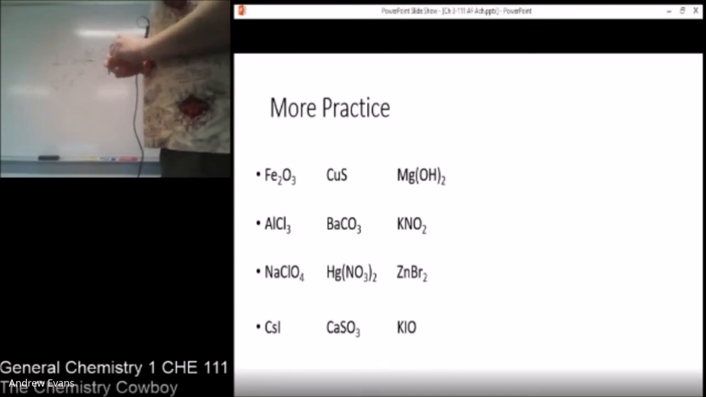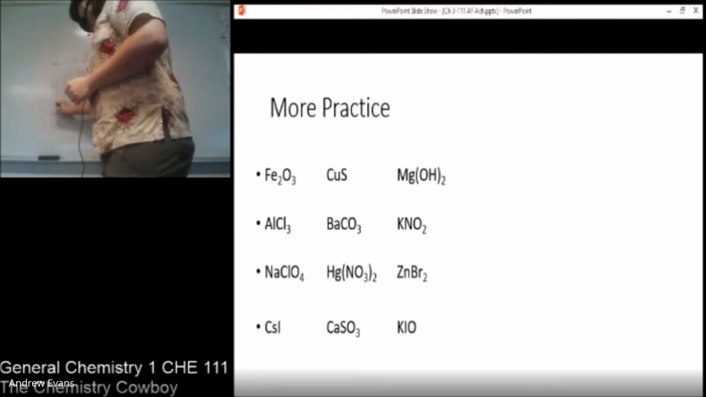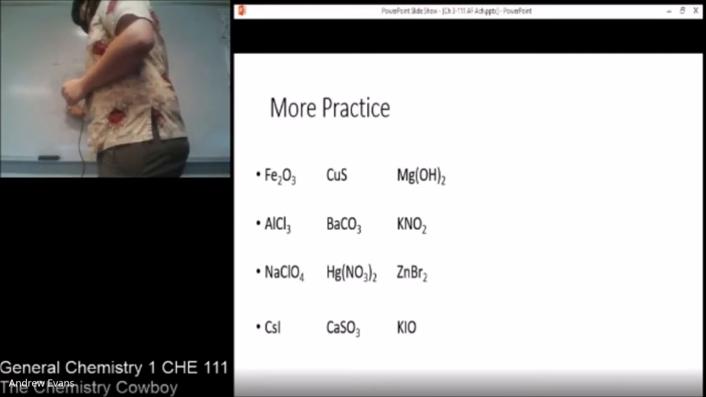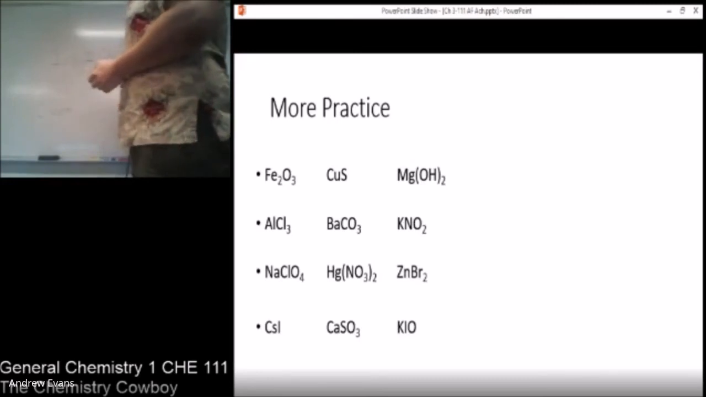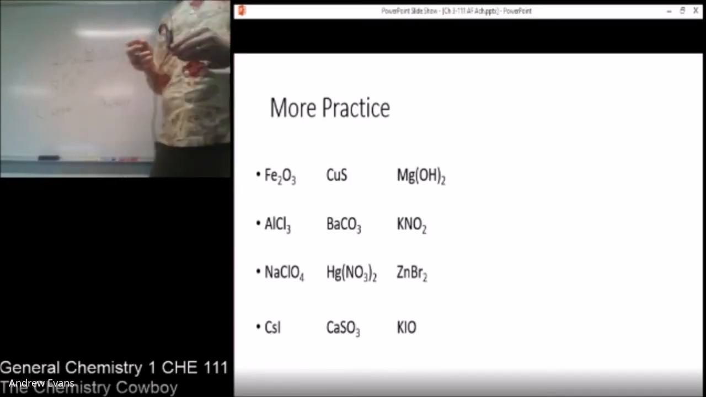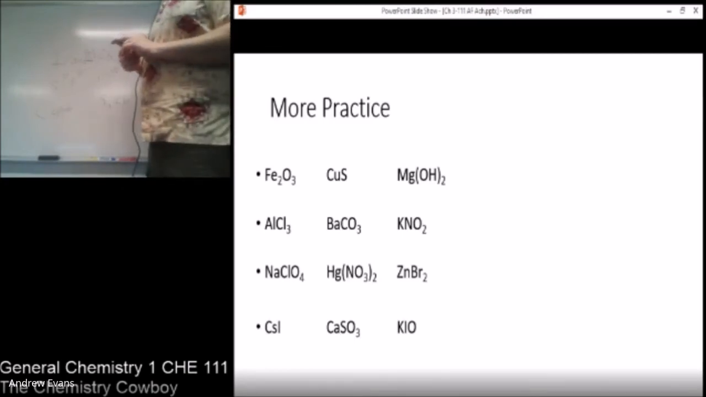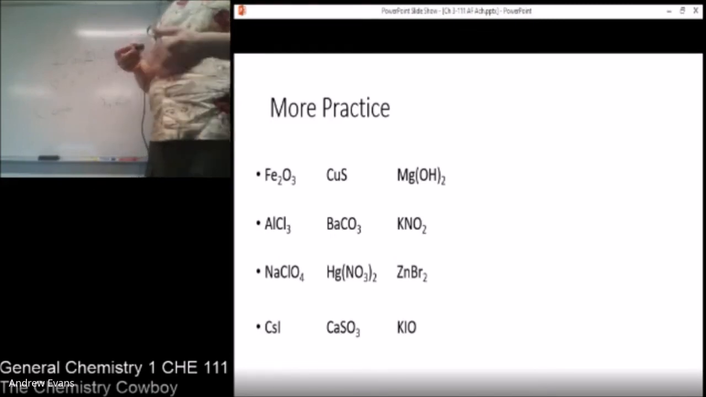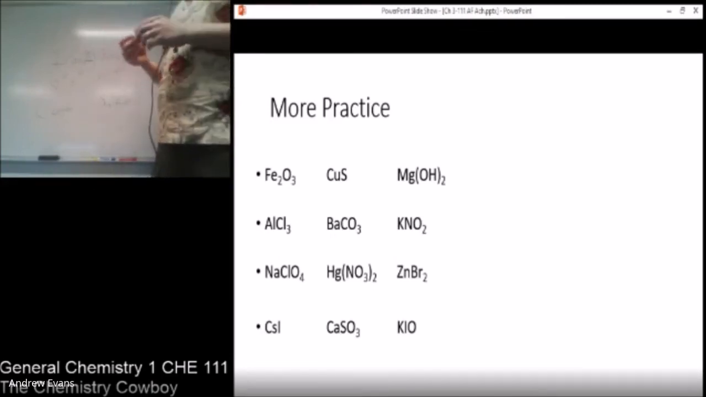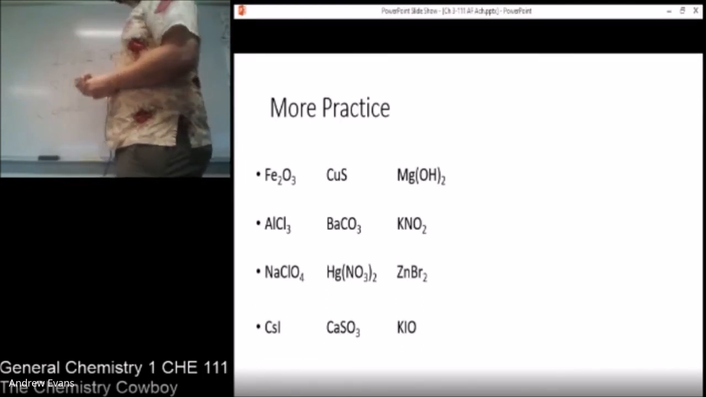Moving across, there's Cu, that is copper. Copper is one of the transition metals, so we don't know the charge yet. Sulfide. Sulfur is in group 6. Group 6 is below oxygen, which is 2 minus. So sulfide 2 minus means copper must be 2 plus to counter out the 2 minus. Copper 2 sulfide.